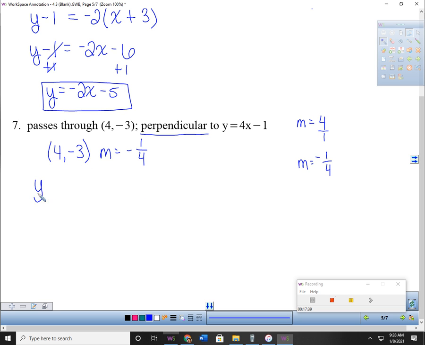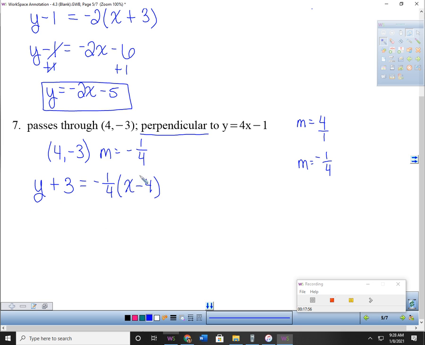So we have y, and then the y value is negative, so that means this is going to end up being a +3 equals, plug in your slope, times x minus 4.